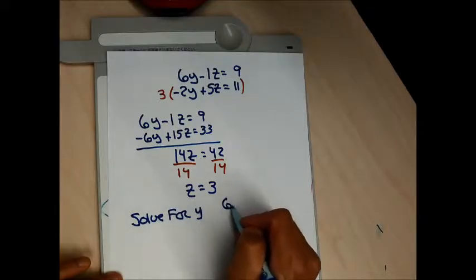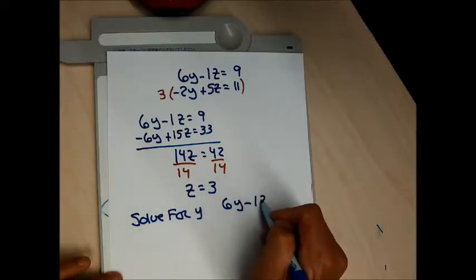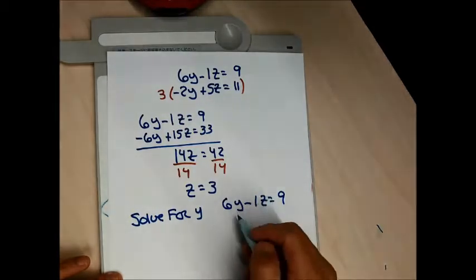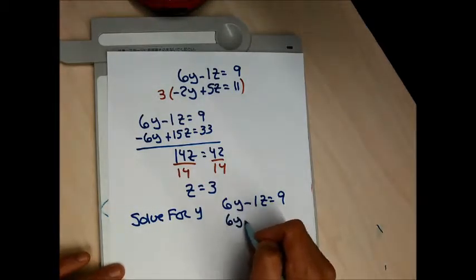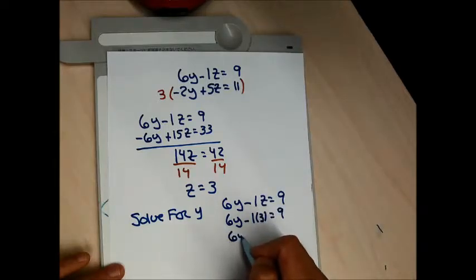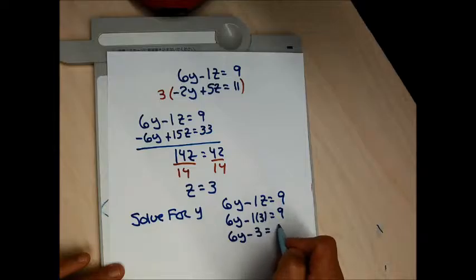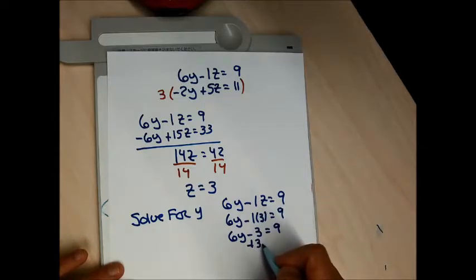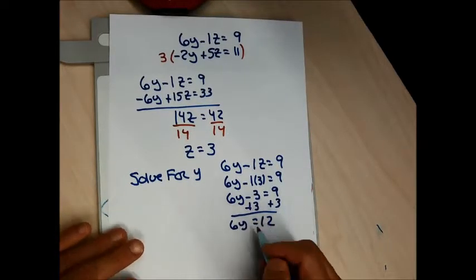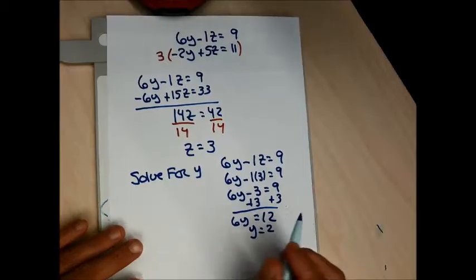I'm going to use 6y minus 1z equal to 9 because it has a positive y. I could use the other one, but it has a negative y. This is going to be 6y minus 1 times 3 equals 9. That's 6y minus 3 equals 9. I'm going to add 3 to both sides and get 6y equal to 12. Divide by 6 and get y equal to 2.